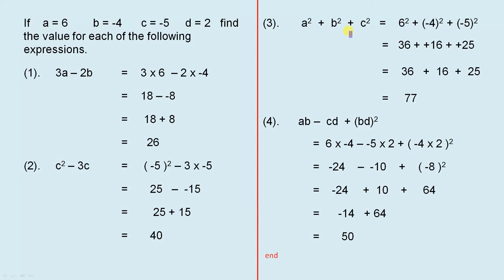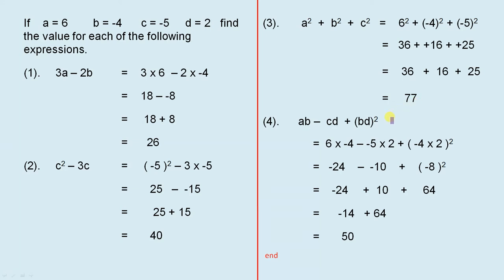A squared plus B squared plus C squared. That gives us 6 squared plus minus 4 all squared plus minus 5 all squared. So that gives you 36. There's the plus sign. And when you square negative 4, you get plus 16. There's the plus sign. And when you square negative 5, you get plus 25. Those two signs turn into a plus. When we add those three together, we get 77.